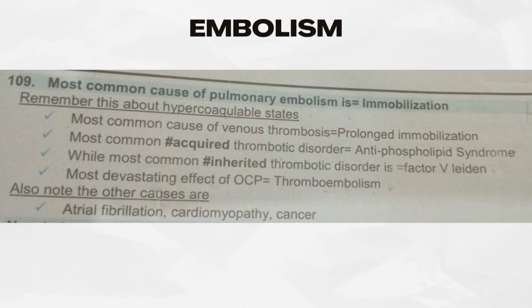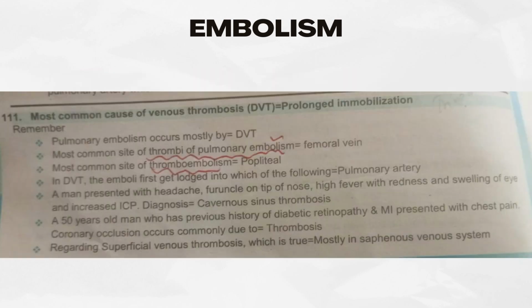Now let's talk about Ruffy point 111. The most common cause of venous thrombosis is prolonged immobilization. Pulmonary embolism occurs mostly by DVT. The most common site of thrombi of pulmonary embolism is the femoral vein. This is important. The most common site of thromboembolism: if the question says thromboembolism, then the answer is going to be popliteal. But if it asks the most common site of thrombi of pulmonary embolism, then it is going to be the femoral vein.